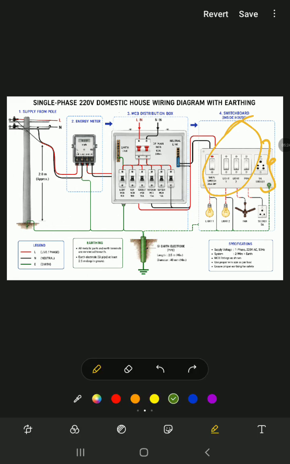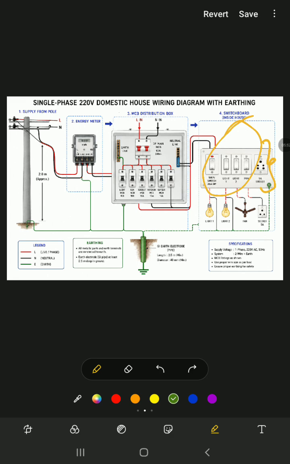So all metallic parts and earth terminals are connected to earth, and we need to bury it at least 2 to 3 meters deep in the ground. Then we get perfect earthing. And we know that for single phase we get 220 volt AC, 50 hertz or 60 hertz, and the system has a phase and neutral wire, which is the combination of 220 volt, and an earth wire.